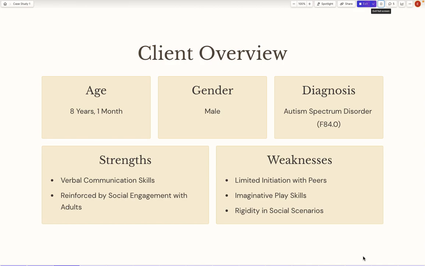So my client is an 8-year-old male with an autism spectrum disorder, diagnosis being his only diagnosis. He has vocal and verbal communication skills that are nearly consistent with peers. His communication mainly lacks in sentence syntax and structure. He is highly reinforced by engagement with and praise from adults. However, he does not have the same initiation with same-aged peers. His biggest weakness as relating to the target behavior is his rigidity in social scenarios or changes in his routine.